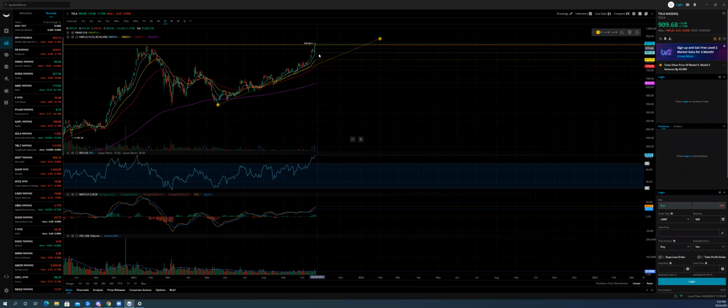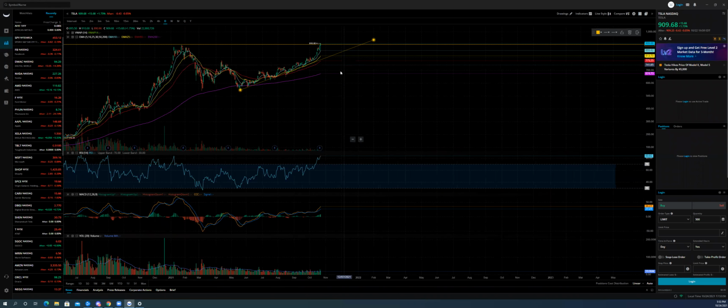So it could come back down and then stay inside of the wedge and stay sideways for a long time and then push higher. But I doubt that's going to be the case. I think it's going to go higher.